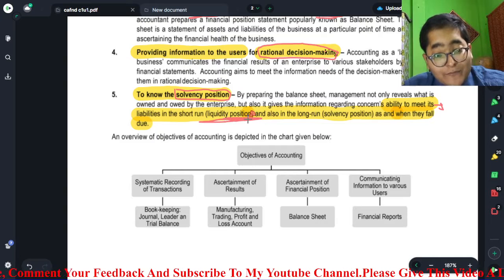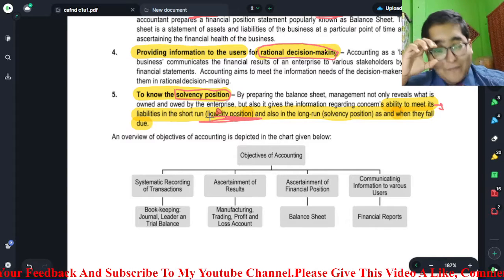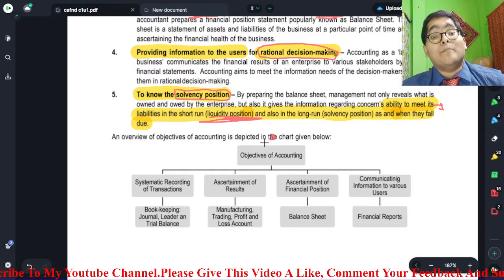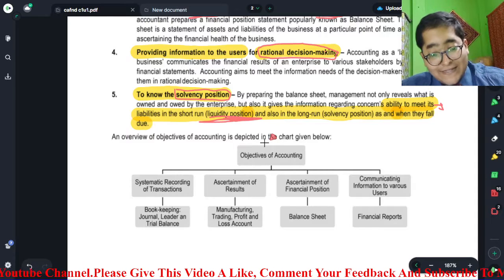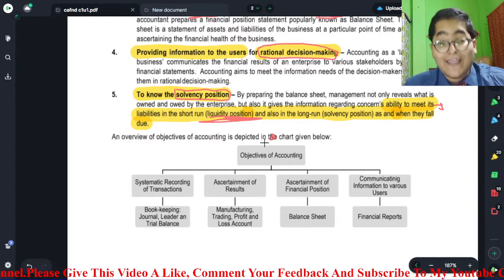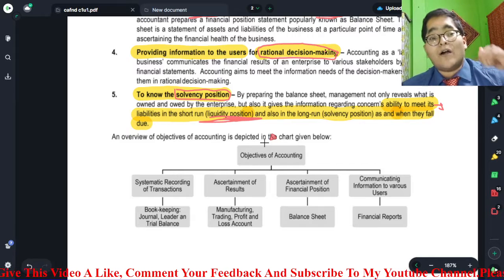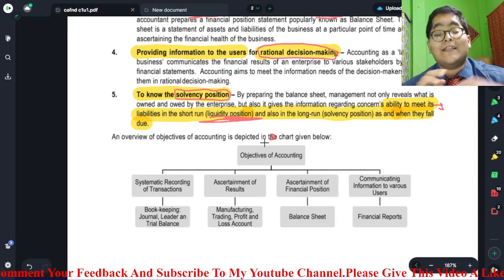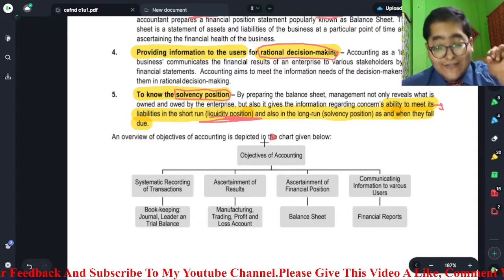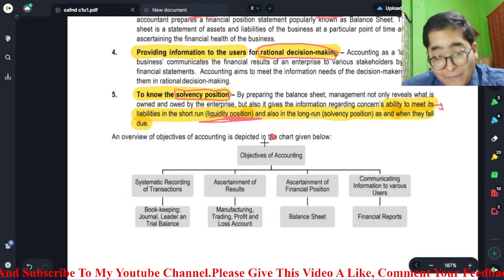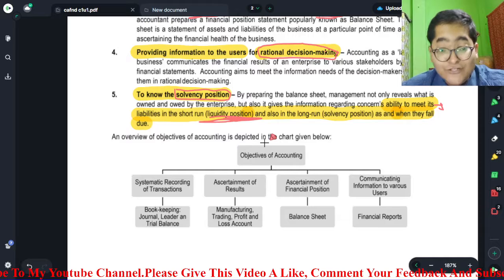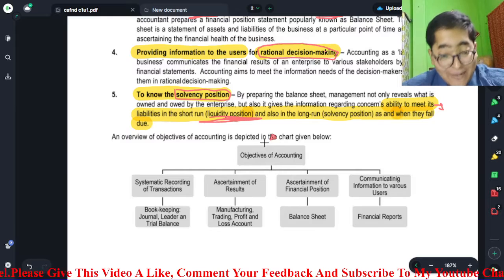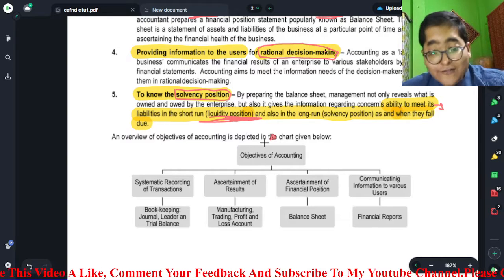The ability to meet the liabilities is known as liquidity position, and the ability to meet the liabilities in the long run is known as solvency. The ability of a business to pay off its liabilities in the long run is known as solvency position. So the ability to meet a business's liabilities in the short run is known as liquidity position, and in the long run is known as solvency position.